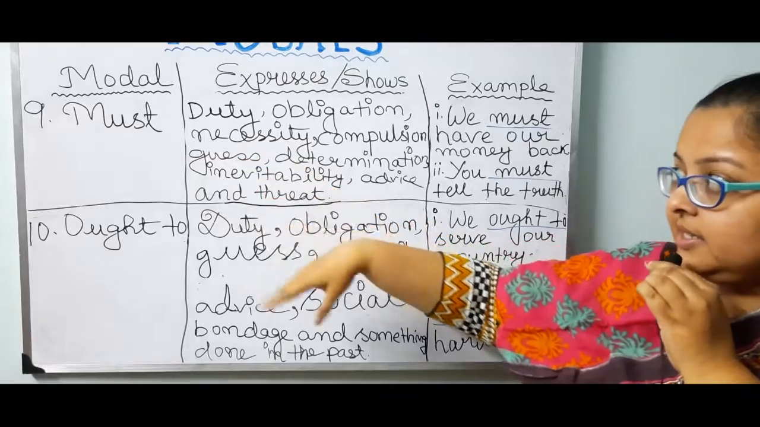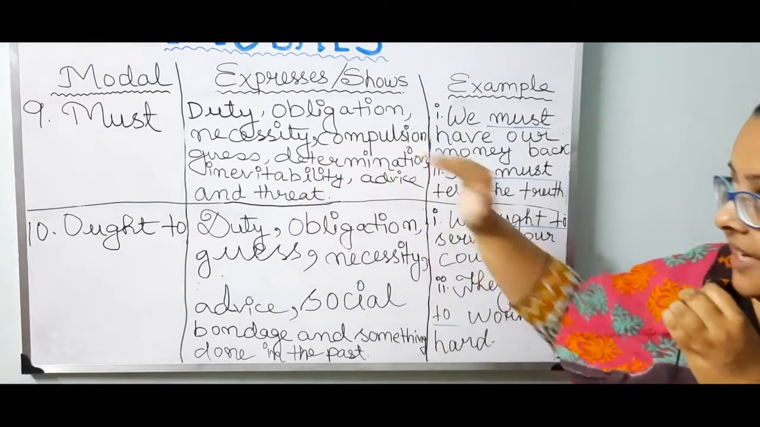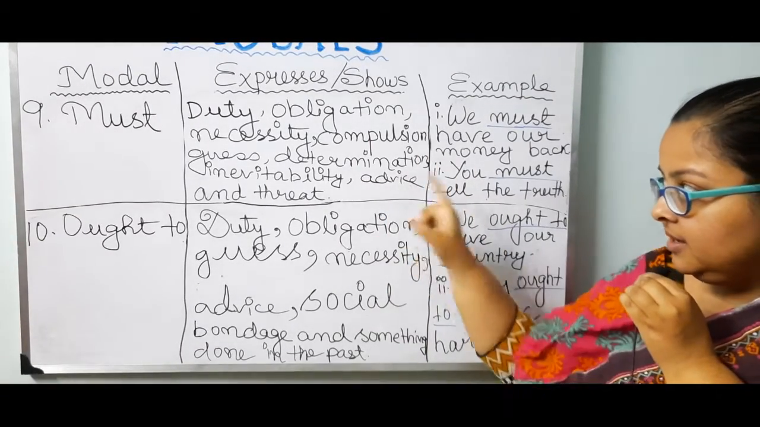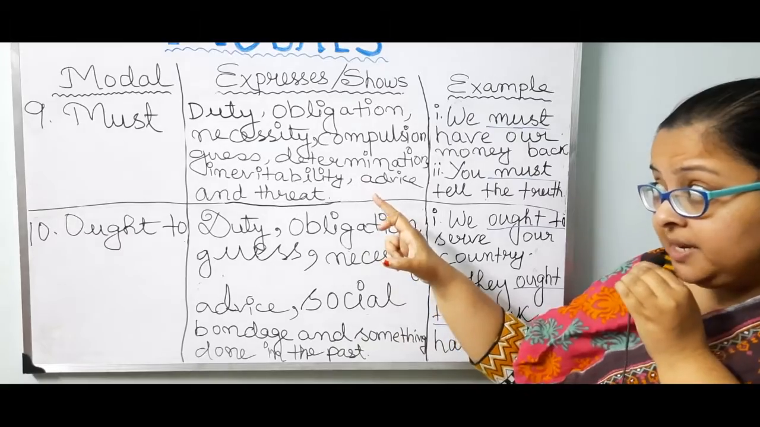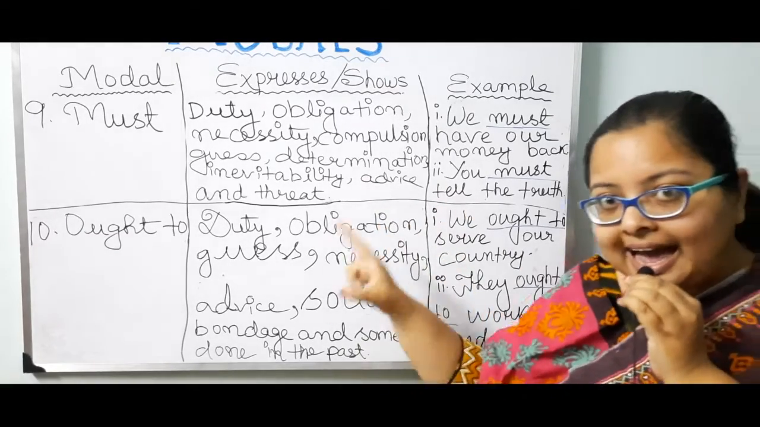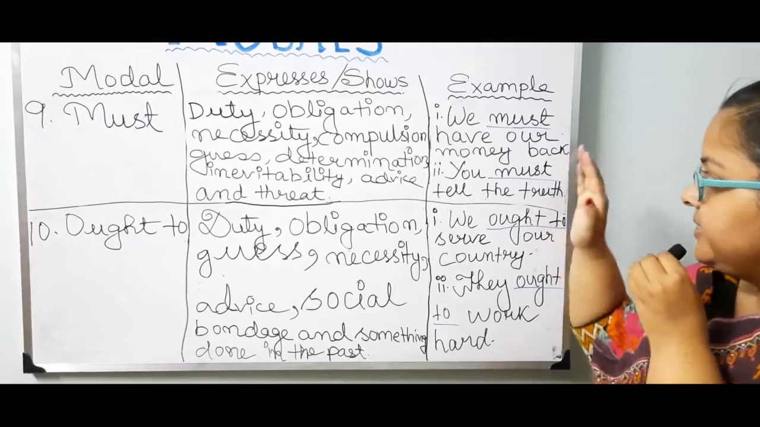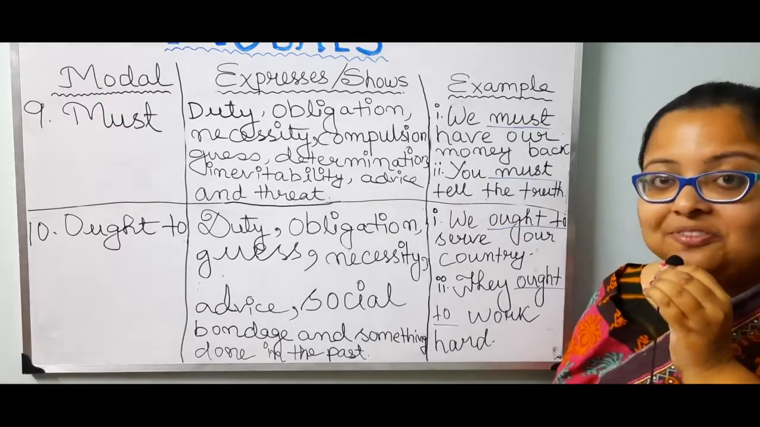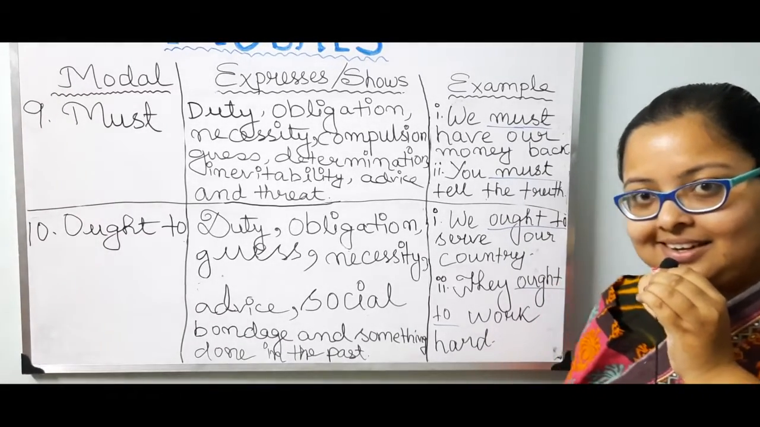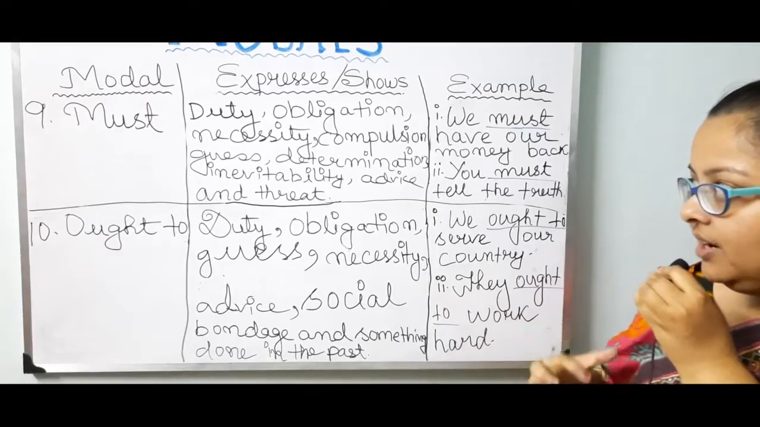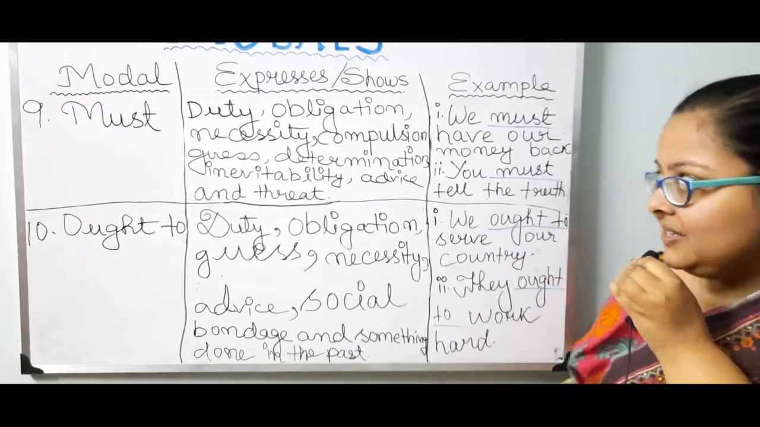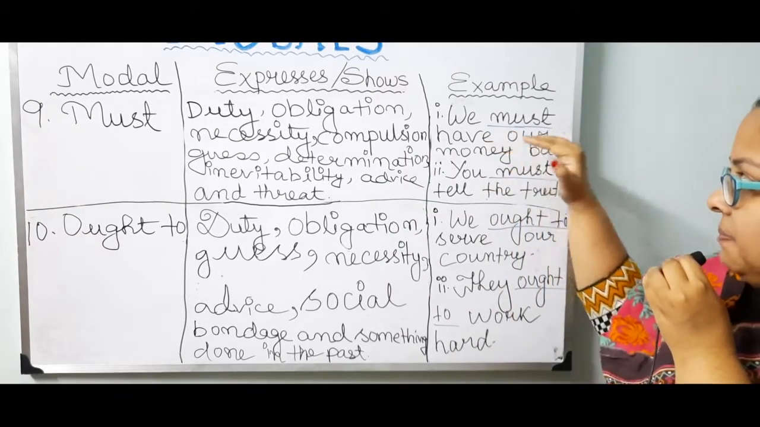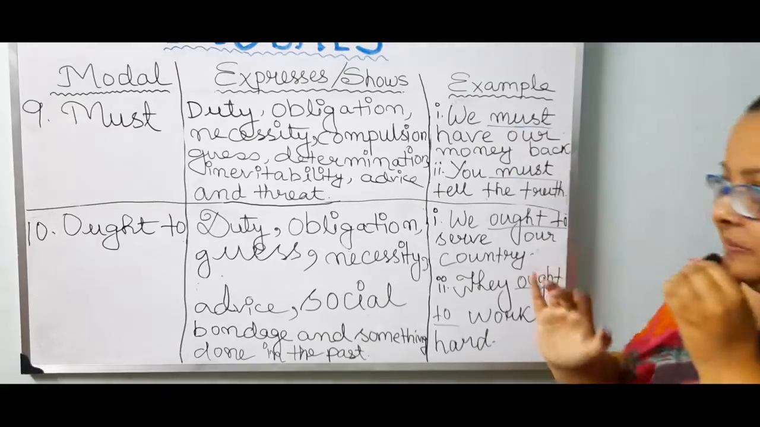Number 9, must. It expresses duty, obligation, necessity, compulsion, guess, determination, inevitability, advice, and threat. Now, example number 1, we must have our money back. So, it's a kind of determination, students. So, someone wants his or her money back, specifically a group of people. So, we must have our money back.